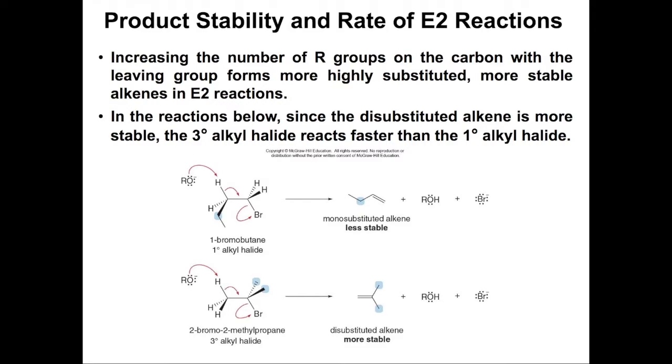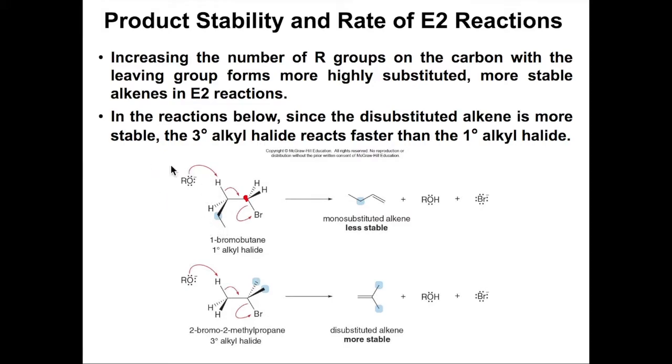So let's look at these two reactions below. In both cases, we're going to end up with an alkene, so they are both eliminations. And let's see which one of these two alkyl halides will react faster. In the top one, we have a primary alkyl halide. So that carbon, you see right there, is connected only to one R, then it has the halogen, and then it has two H's. That's why it's a primary alkyl halide.